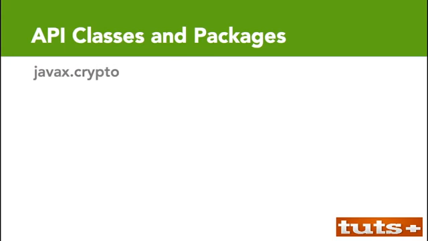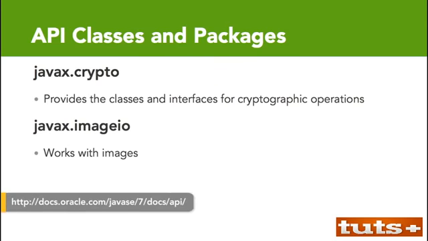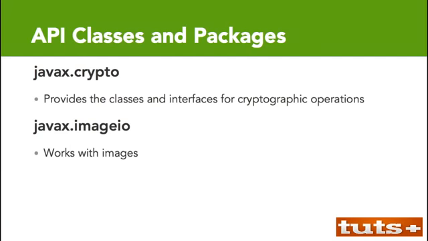In addition to these commonly used packages, the API also includes javax.crypto, which provides classes and interfaces needed for cryptographic operations, javax.imageio, which allows you to work with images, and many more. See the Oracle site for more information about other classes and packages available in the API.